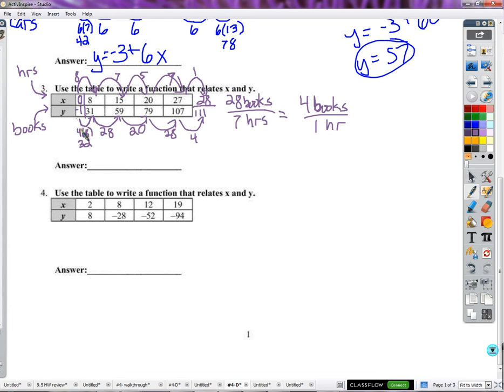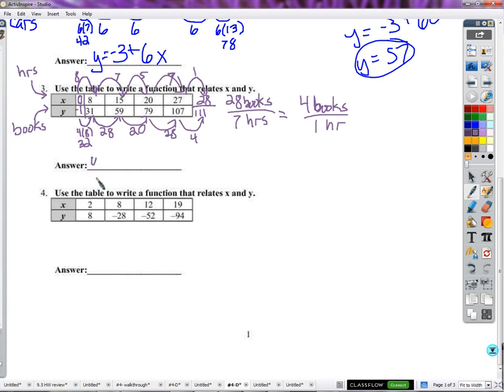So I've made 32 books in 8 hours. The total books I can actually sell is 31, right? But after that, 4 books an hour. Boom, boom, boom, boom. 7 more hours, 28 more books. 5 more hours, 5 times 4, 20 more books. Add on 20 books there. So on and so on. 4 books an hour, okay?